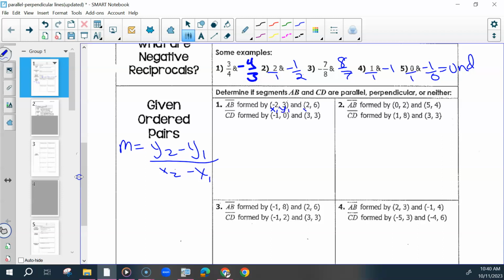We're going to label the first one x1, y1, x2, y2. And we're going to find the slope for AD. So 6 minus 3 over 2 minus a negative 2. And let's subtract. What would we get when we subtract?